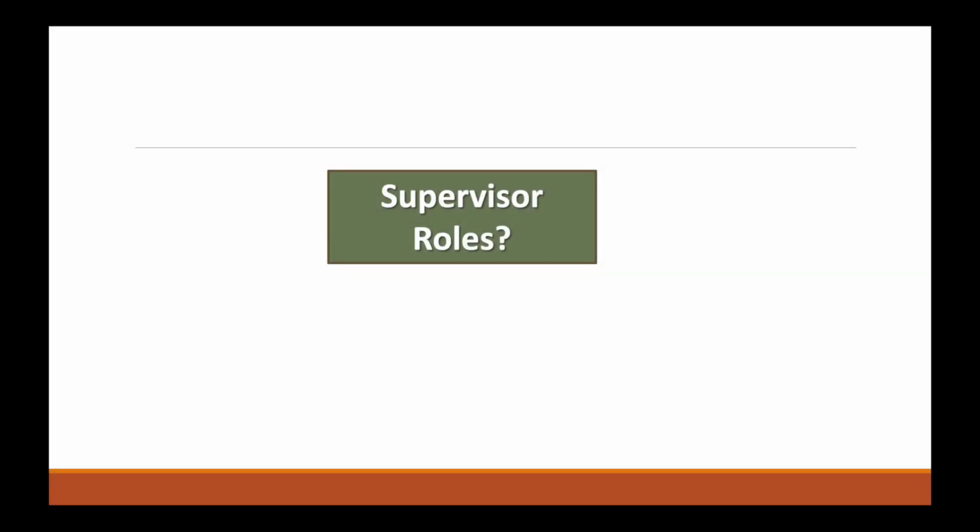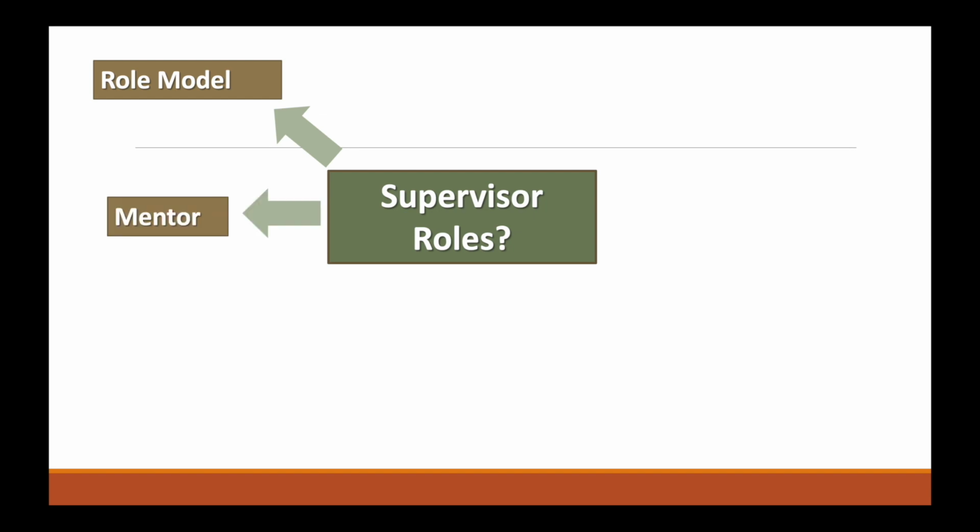As a supervisor, you will end up playing many roles. The first on the list is that you're actually their role model. What do we mean by role model? A role model is someone they would look up to, and in the end they would end up trying to be. Next, you're their mentor. How? Because you will guide them, direct them, and ask them what their ambitions are so that you can make sure they fulfill their potential.